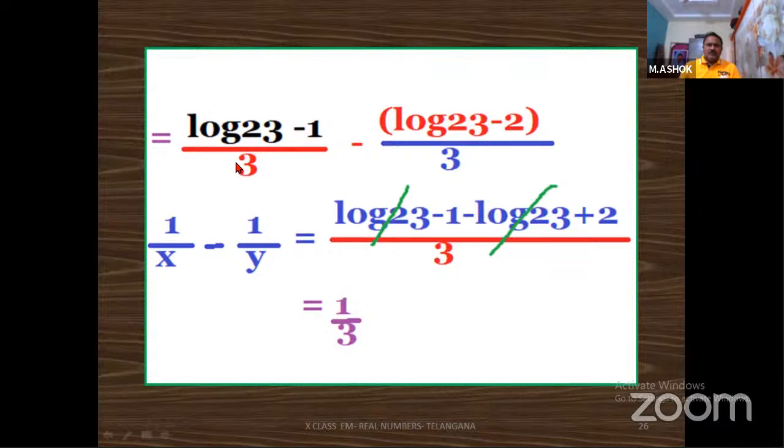So both denominators are equal. So write 1. So log 23 minus 1 as it is. Here minus is there, so this minus will be multiplied inside. So that becomes minus log 23 plus 2. So minus log 23 and plus log 23 will get cancelled. Plus 2 minus 1, so 2 minus 1, 1 by 3. 1 by 3 is the value of 1 by x minus 1 by y.